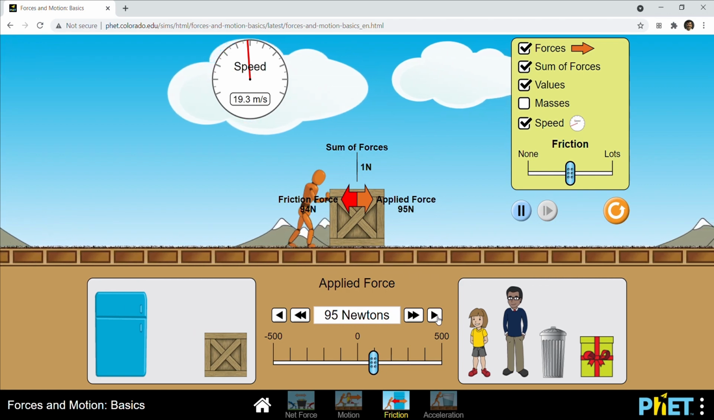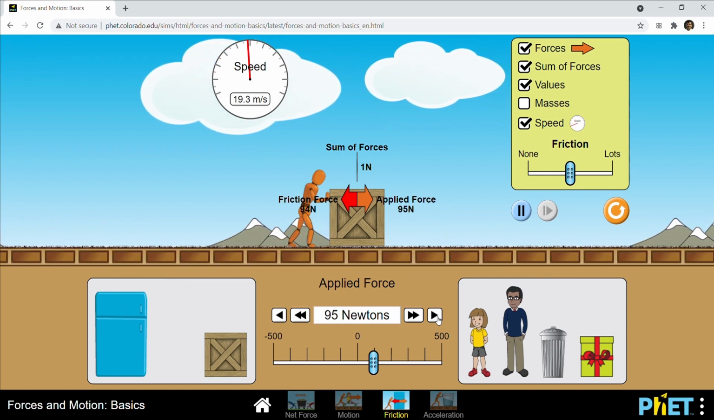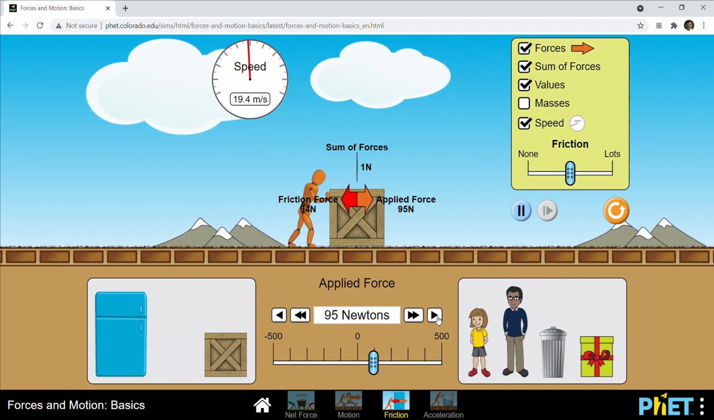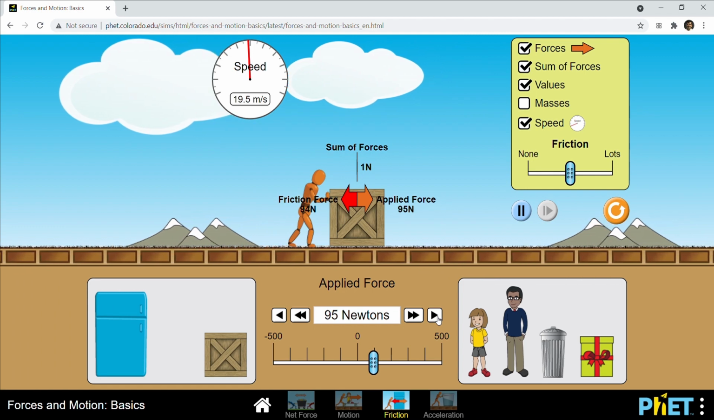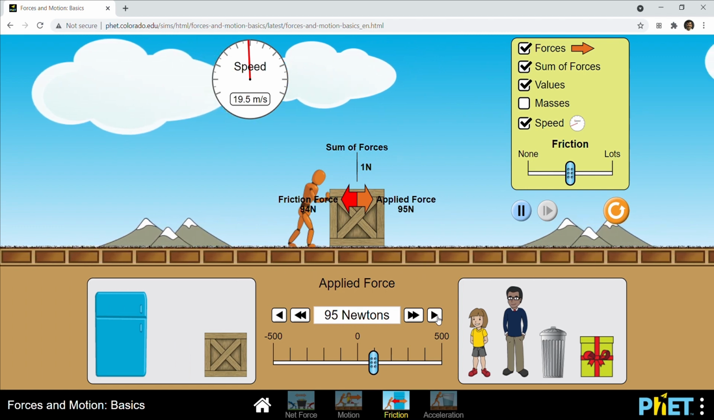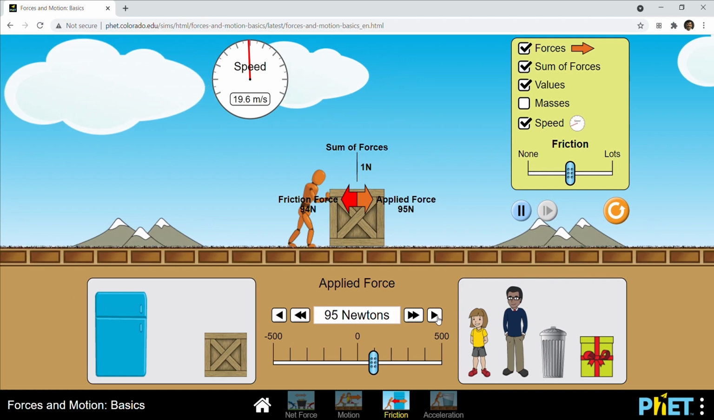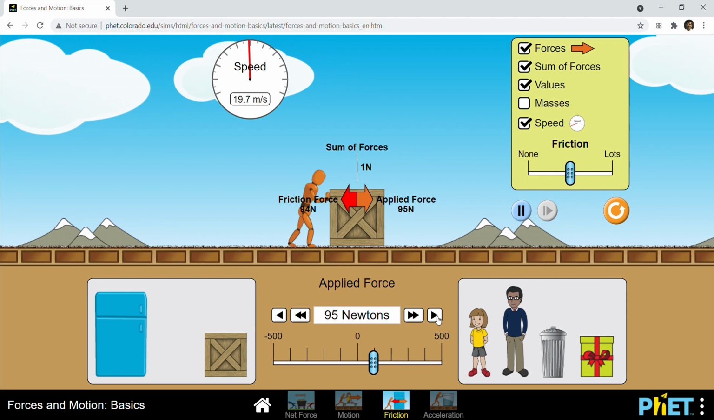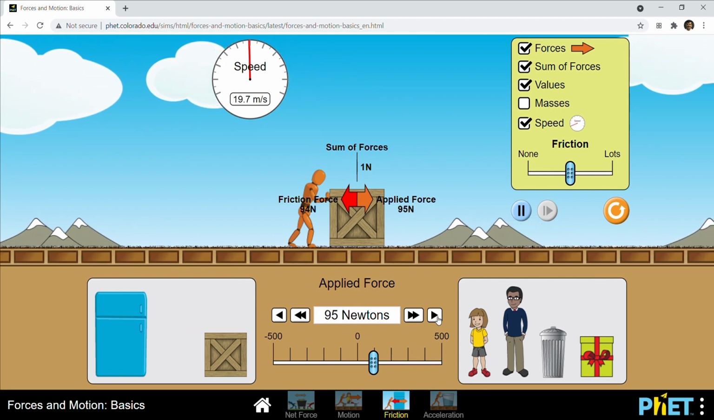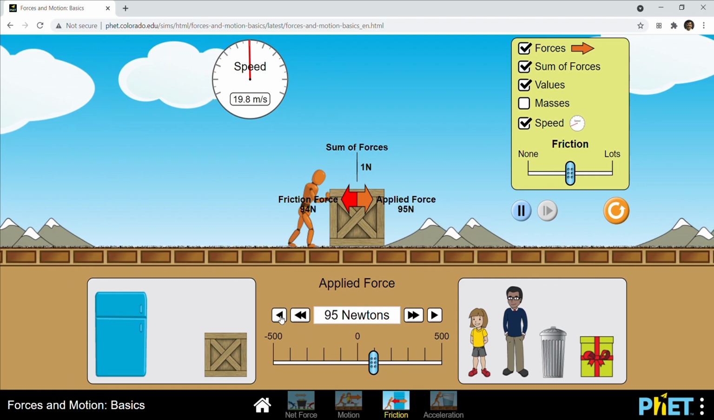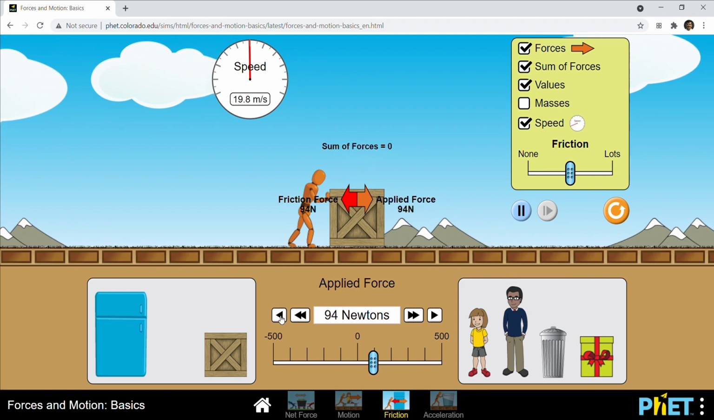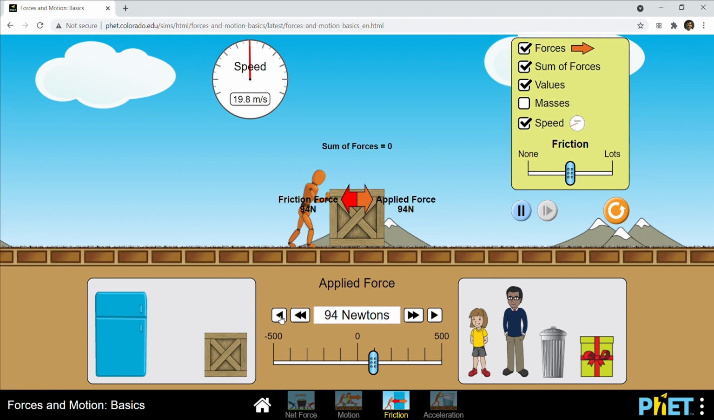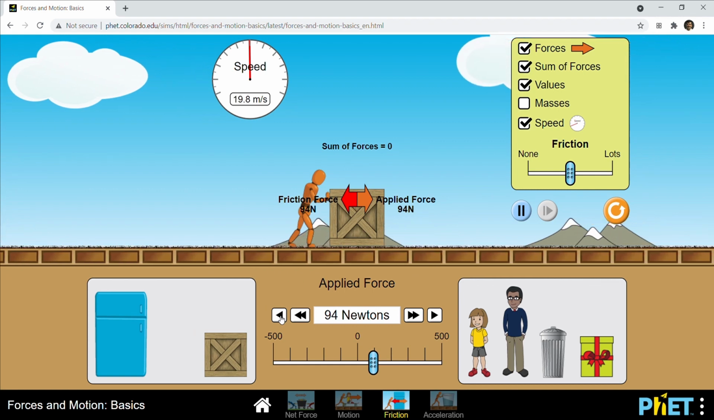You know that the box isn't moving at constant speed because that speed gauge is changing. It's 19.4 now, 19.5, 19.6, okay? So the box is not moving at constant speed. So that 1 extra newton of force is enough to accelerate the box, is enough to change the box's speed. Now let me reduce my applied force back down to 94, and now the box is moving at constant speed. I can leave it there and the speed of the box will not change.